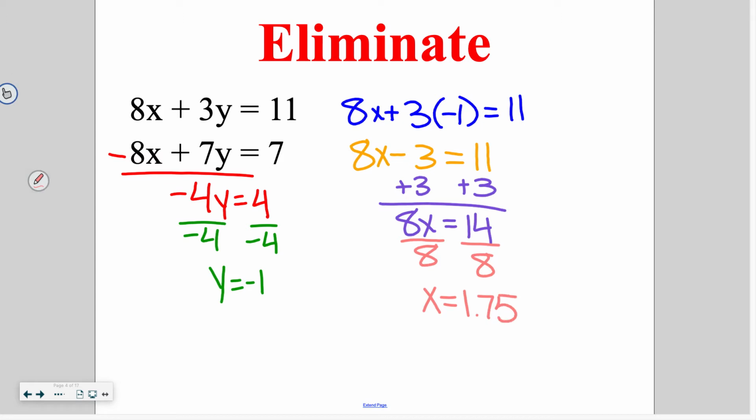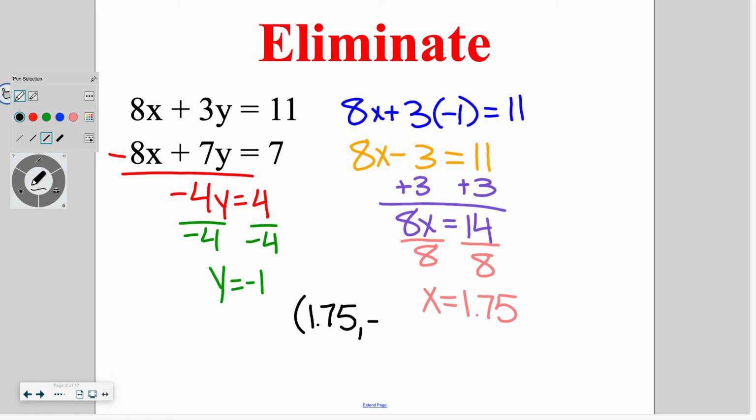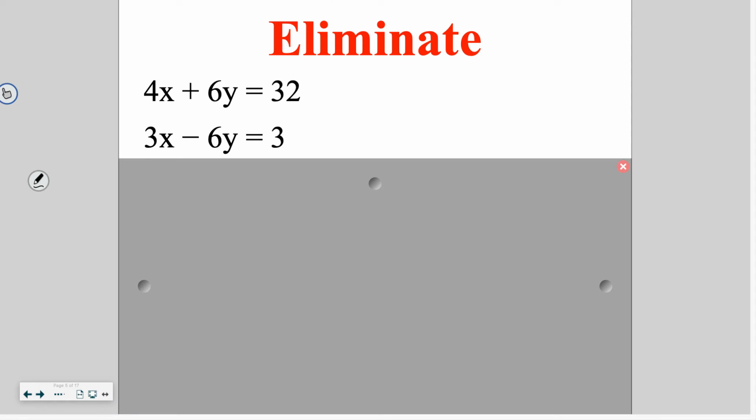Now you can go ahead and check by plugging that back in. 8 times 1.75 is 14, plus 7 times negative 1 is negative 7. 14 plus negative 7 does give us an answer of 7. So our final answer for this system, written as an ordered pair, is 1.75 for x, comma, negative 1 for y. Go ahead and try this one on your own.